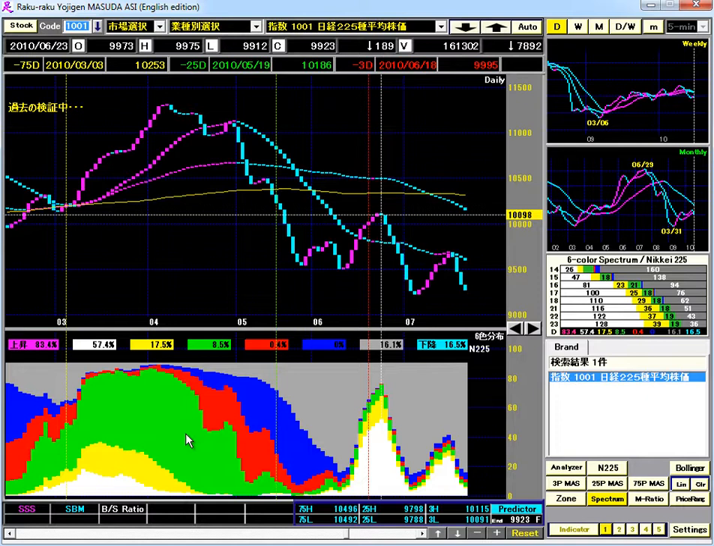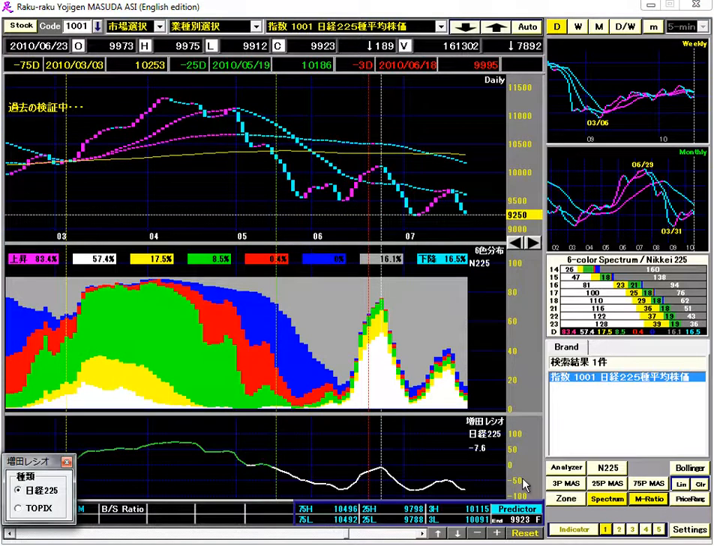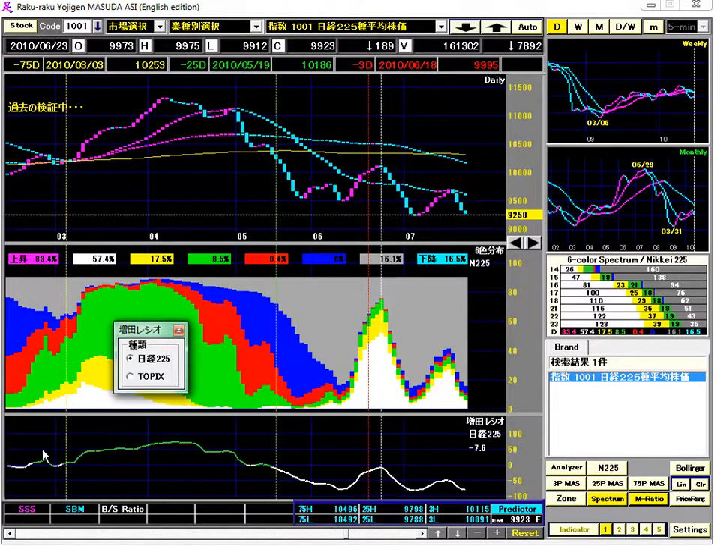So what does the Masuda ratio actually look like? Well, you can find out by clicking the button down here on the bottom right of the chart, which is next to the spectrum, and it says M ratio, standing for Masuda ratio. That will bring up the line here that you can see.